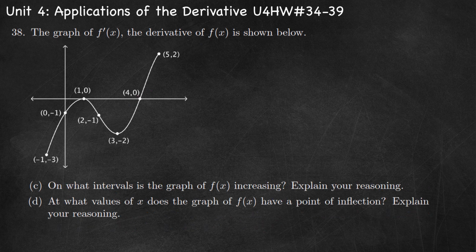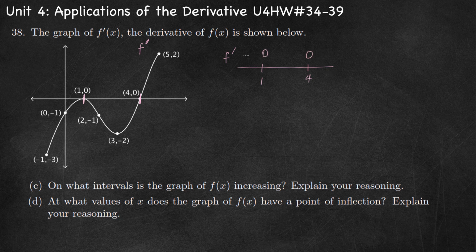On what intervals is the graph of f of x increasing? Okay, f of x increasing. So let's think about a first derivative test. So we have our number line. Critical values would be where f prime, this is the graph of f prime, is 0 or undefined. Well, f prime is 0 right here at 1, and it's also 0 right here at 4. So f prime is 0 in those places.